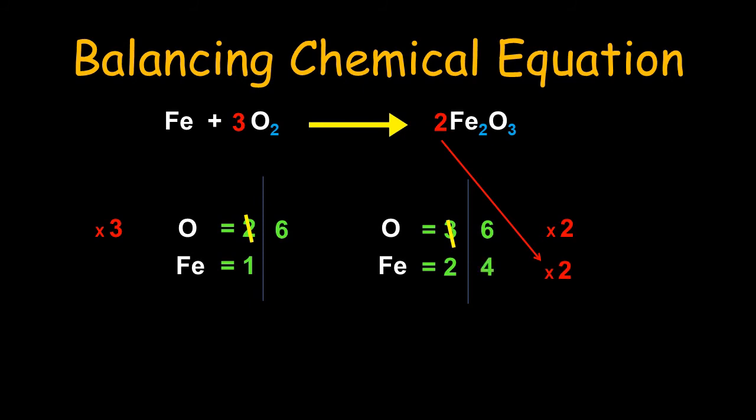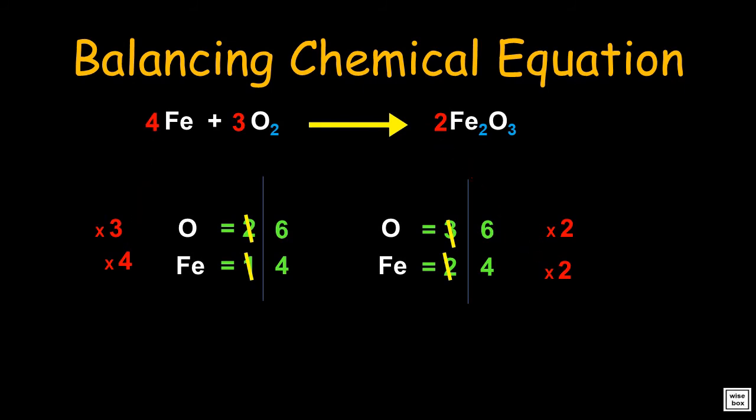The total iron on the right becomes 4. To balance, we must multiply the left iron by 4. This makes the total iron on the left also 4. Then place a coefficient 4 on the iron atom on the left.